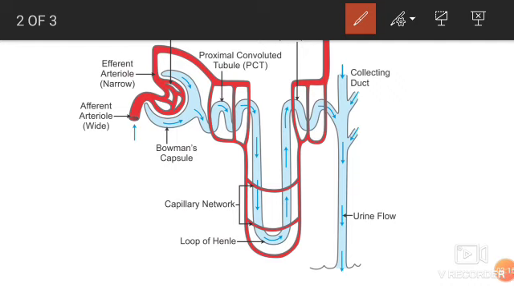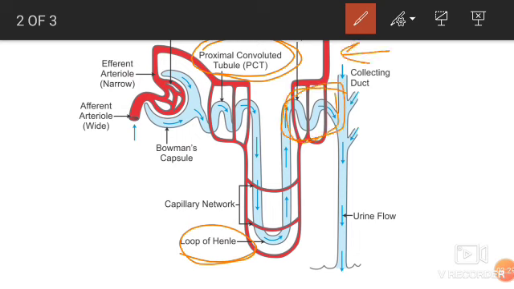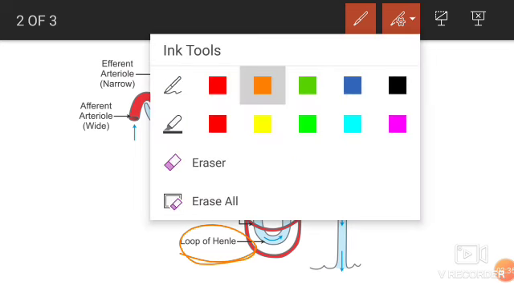So in this nephron you can see it is also winding around the PCT, around the loop of Henle, then around this DCT, and then it moves here. You can see it moves away from one nephron to go and supply the other nephron.